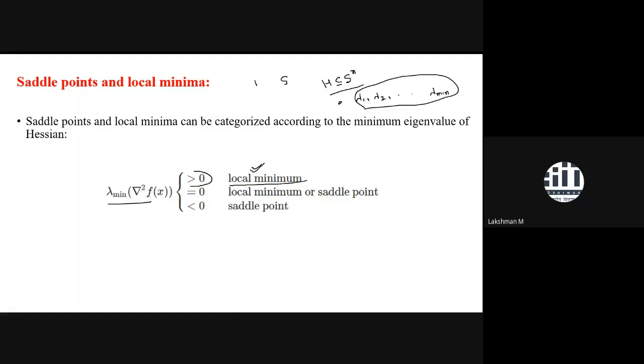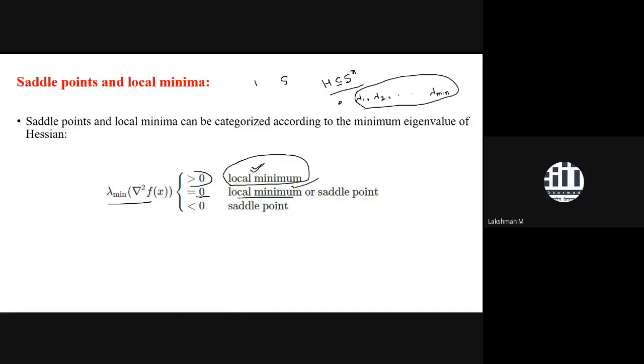Local minimum, a very nice situation that we are always willing to see. Now, suppose some degenerate case is coming. That means your Hessian has a minimum eigenvalue of 0. In that case, what will happen? That point may be a local minima. So how can you establish it?